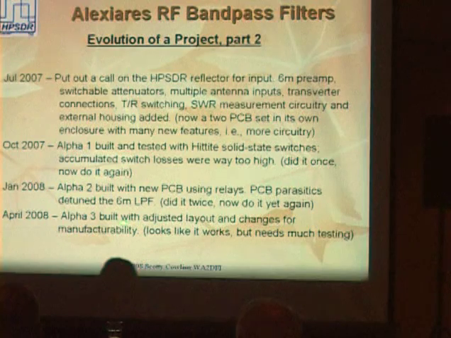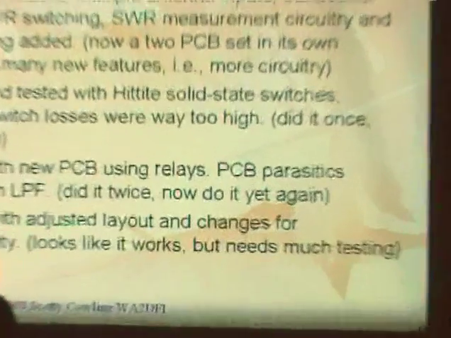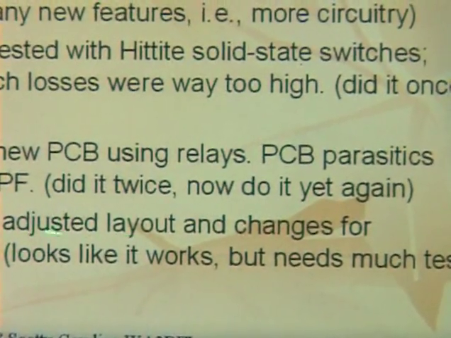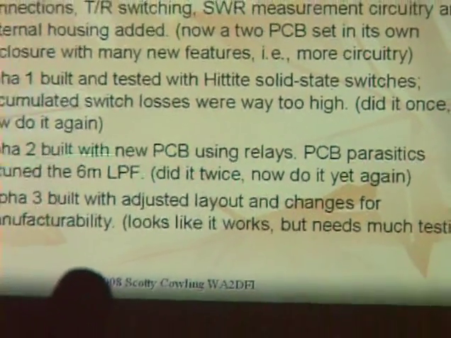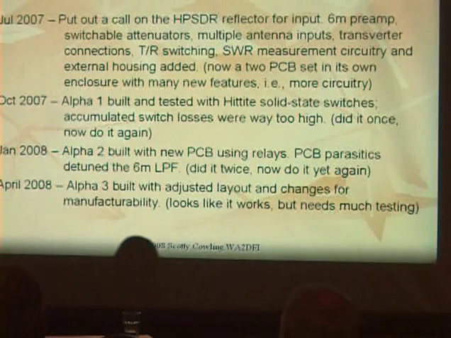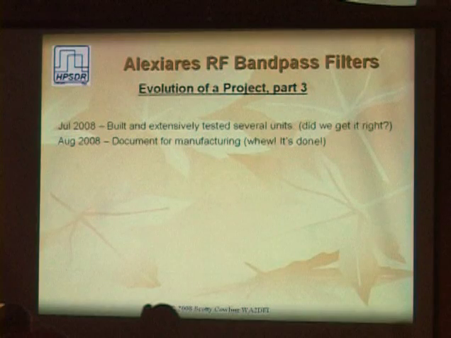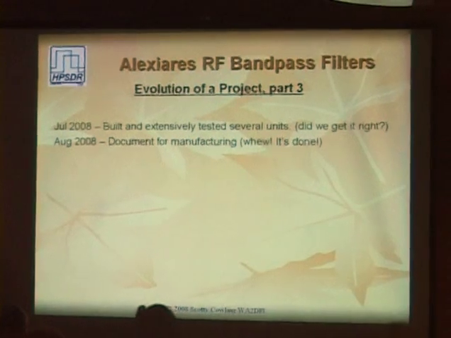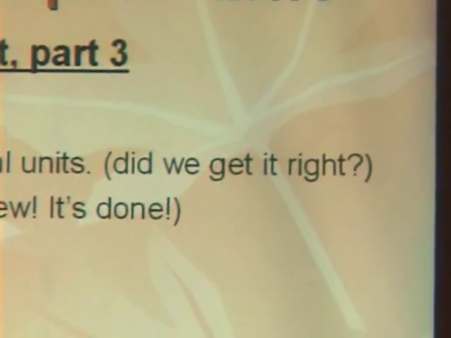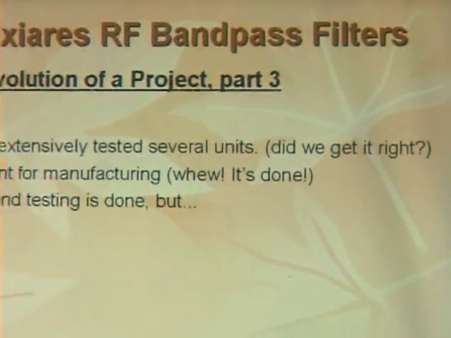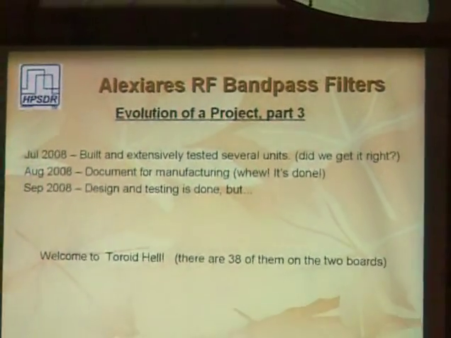April 2008, now finally we're getting close here. Graham adjusted the layout with changes to prevent this detuning, and we added a few things for manufacturability, like changing the cable to an IDC mass-terminated type so it's a little cheaper, and various things like that, and made it play better with the HPSDR system. Okay, so now we built and extensively tested several units. Did we get it right? Well, yeah, we did. Now you've got to document it because we want to build lots of these.